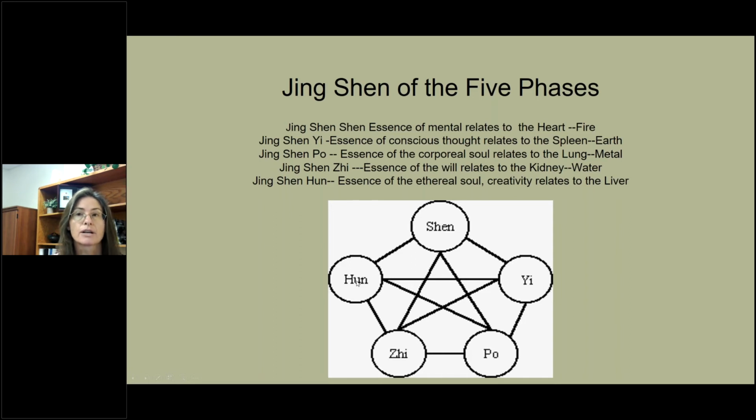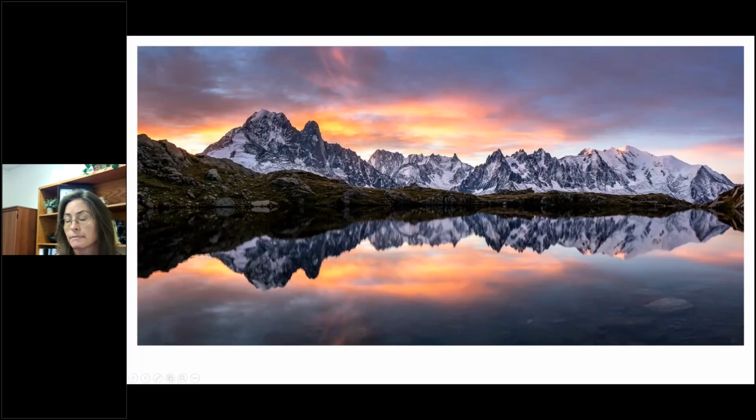Hun is our ethereal soul. This is the part of our soul that is creativity, and it relates to wood. When these are all in balance, then we can have conscious thought, consideration of ourselves and others, and the mind is more at peace. Similar to this photograph here, as you can see, the waters are still. There's a sense of balance going on. Everything is in a peaceful state, and thus is able to reflect the heavens.